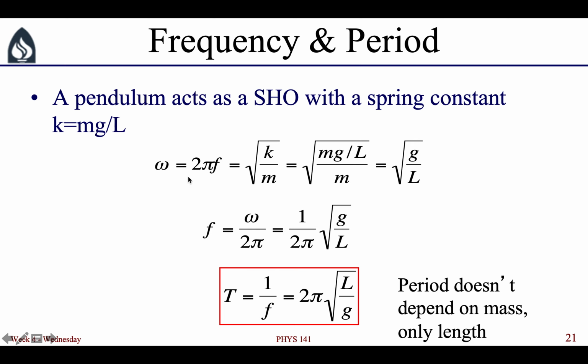So we can write down the angular frequency, 2 pi f, which is equal to the square root of k over m for a simple harmonic oscillator, for the mass on the end of a spring, and then we replace k with mg over L. We see that the masses cancel, so we get that the angular frequency is equal to the square root of g over L. Then the frequency is the angular frequency divided by 2 pi, so we can get an expression for the regular frequency in hertz. And then we know that the period is 1 over the frequency, so the period has this form where it's equal to 2 pi times the square root of L over g.